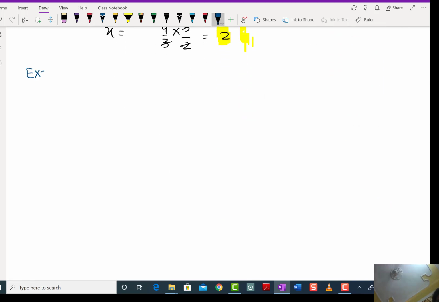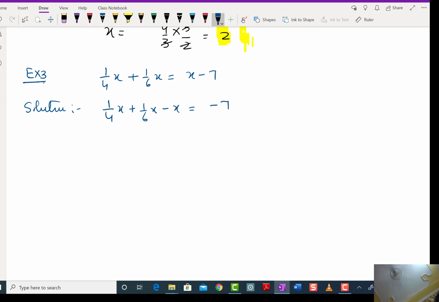So still we have to do example 3. Example 3 is 1 by 4x plus 1 by 6x is equal to x minus 7. How to do this? Who can tell? You can? Okay. What we'll do? We'll shift. We will shift 1 by 6x minus x is equal to minus 7. Now all the x's are same. So what will the next step be?